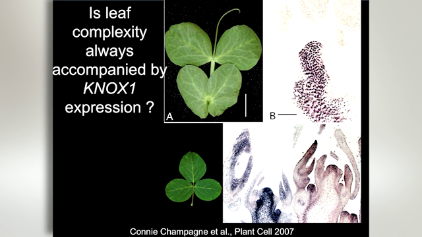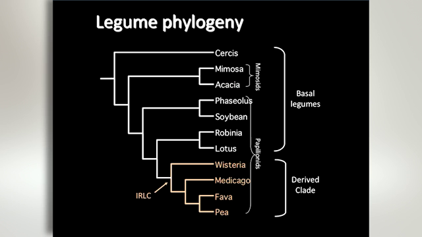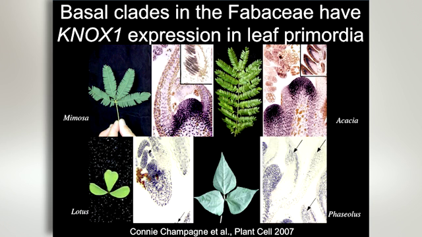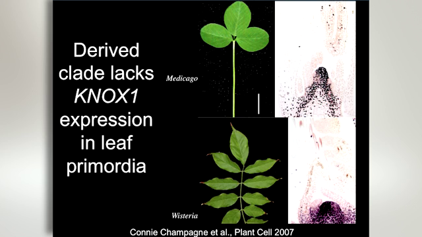So Connie Champagne then did a survey of the legumes and showed that, here's pea, but if you look in Lotus japonicus, there's actually very nice expression of KNOX genes in leaf primordia. In fact, she went on to do a survey throughout the legumes at selected genera, and showed that in this clade, which is marked by an inverted repeat in the chloroplast genome, there's no KNOX expression in leaf primordia, but throughout these basal groups, there is. I'm just going to show you some of that data, where in Mimosa and Acacia, Lotus, and Phaseolus, there's expression. But it doesn't matter how compound the leaf is, like wisteria, pretty compound, there's no expression, nor in Millettia. So the derived clade marked by the inverted repeat in the chloroplast genome lacks KNOX expression in leaf primordia.